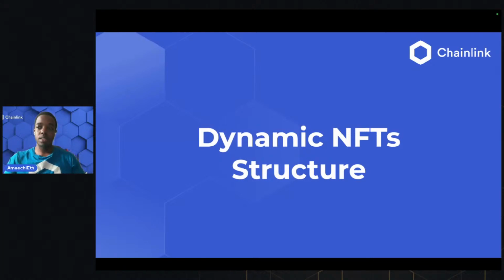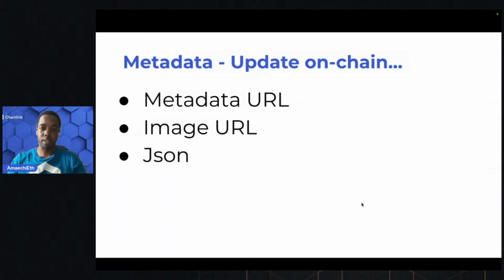So what is the structure of our dynamic NFTs? Let's get into that now. One example that we're going to have is where we have our metadata on chain. So we're going to have the metadata, the URL, the images for the URL. You can have the JSON. You can have this kind of metadata on chain, and this would allow you to then update a stable NFT based on what's available to you on chain.